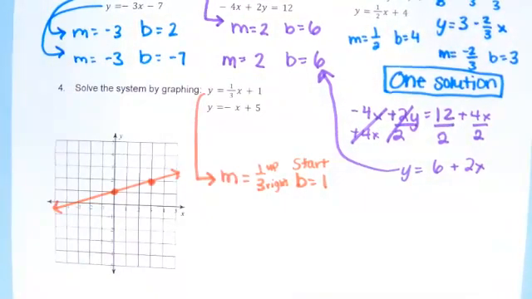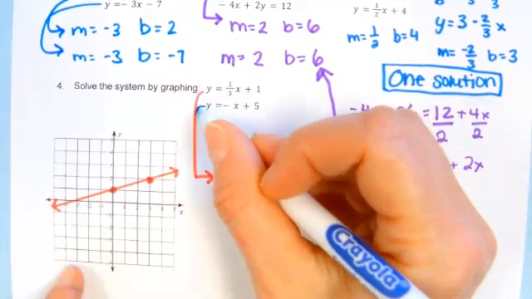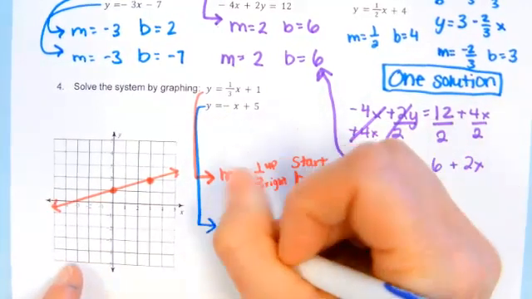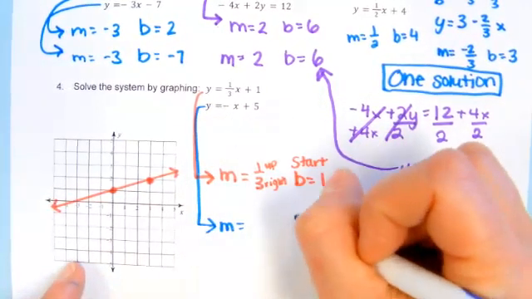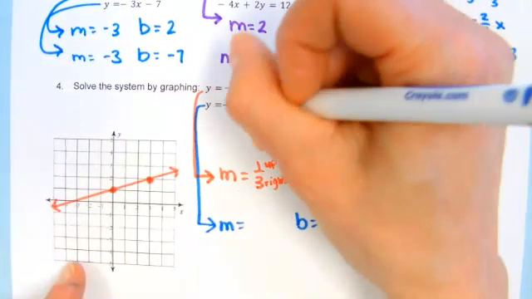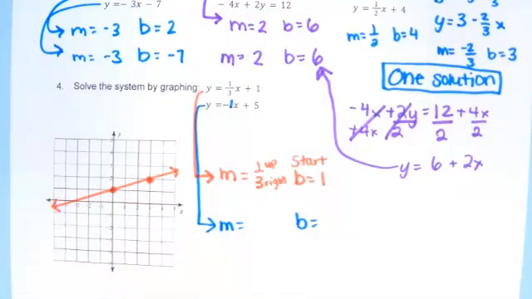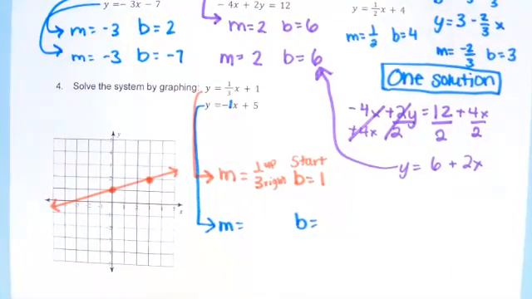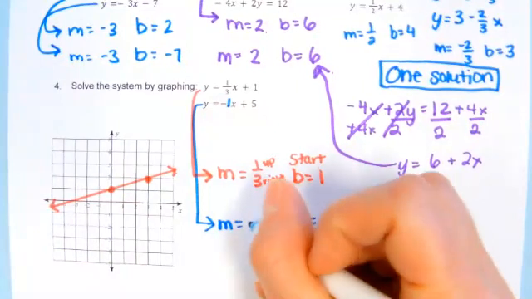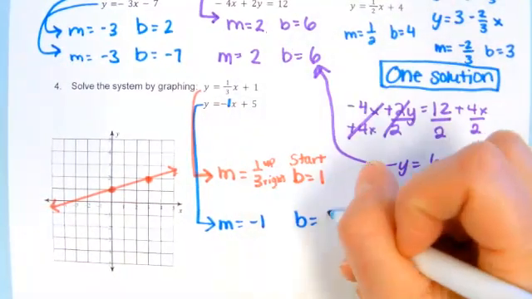Okay, good. Now we want to do the next one. So the next one, same thing. It's already in y equals, so I can find my slope and my y-intercept right away. The one thing that's missing is a hiding 1 in front of that x there. So that means that my slope is actually -1 and my y-intercept is 5.